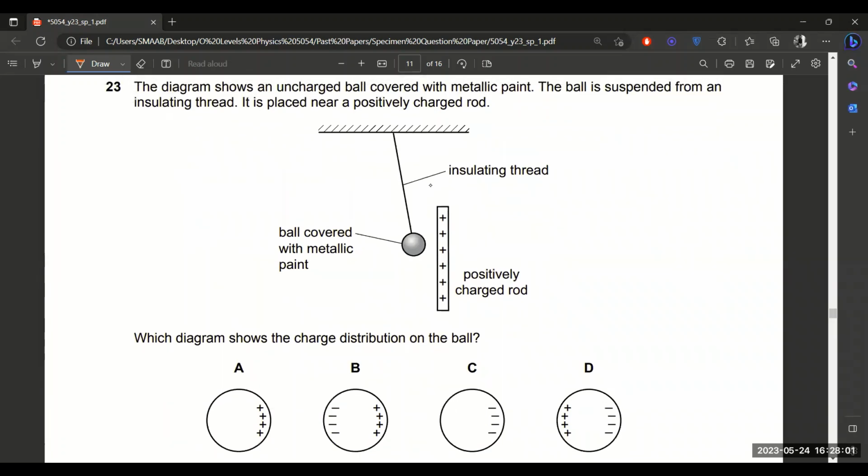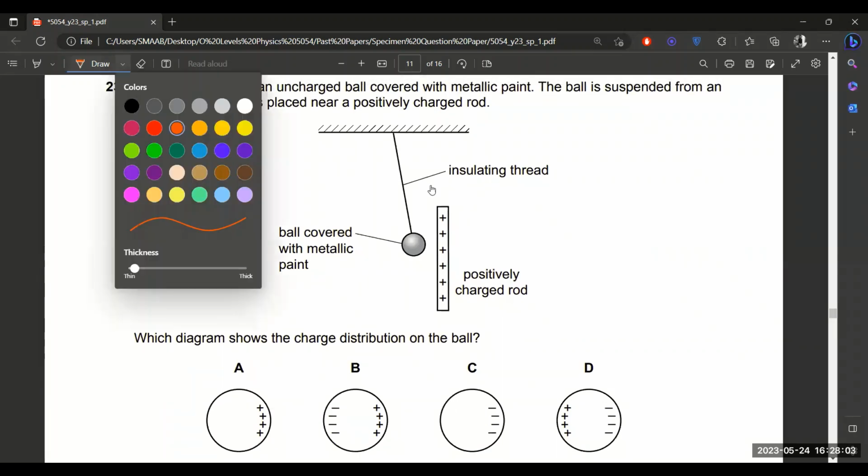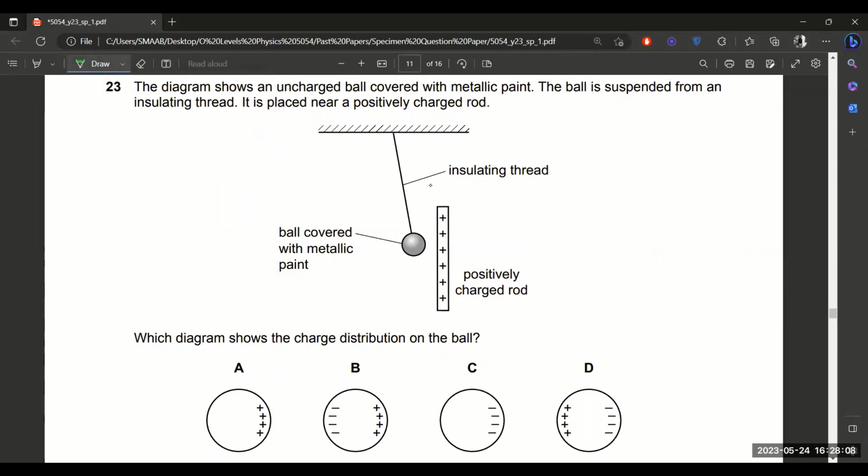Okay, question number 23 is related to the distribution of charge. For distribution of charge, we know that same charges will repel each other and unlike charges attract each other. The diagram shows an uncharged ball covered with metallic paint. When we have something metallic, it means we are talking about a conductor. And the ball is suspended from an insulating thread.